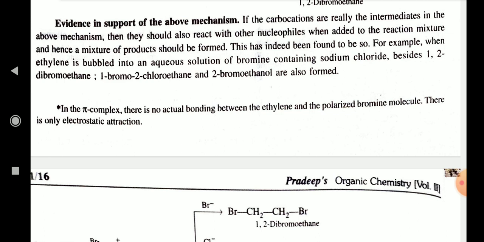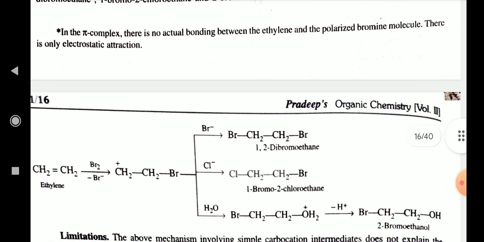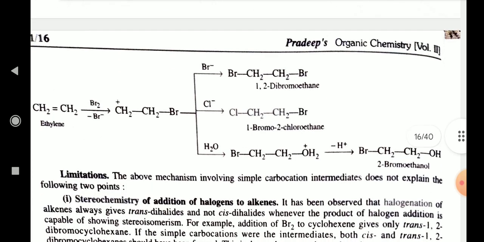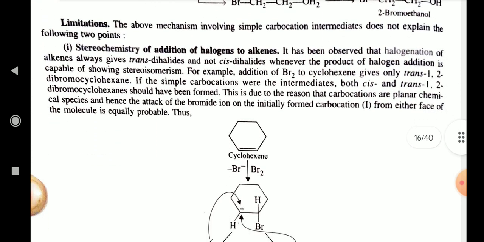For example, when ethylene is bubbled into an aqueous solution of bromine containing sodium chloride, besides 1,2-dibromoethane, 1-bromo-2-chloroethane and 2-bromoethanol are formed. In the pi complex, there is no actual bonding between the ethylene and the polarized bromine molecule. There is only electrostatic attraction. Limitations. The above mechanism involving the simple carbocation intermediates does not explain the following two points.